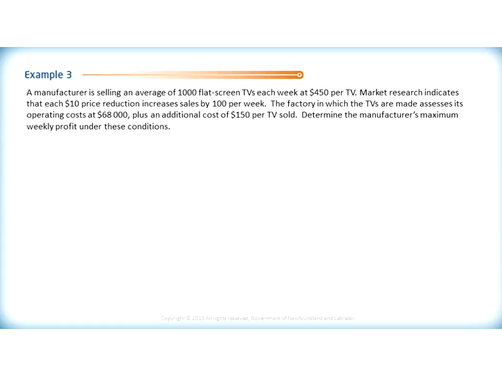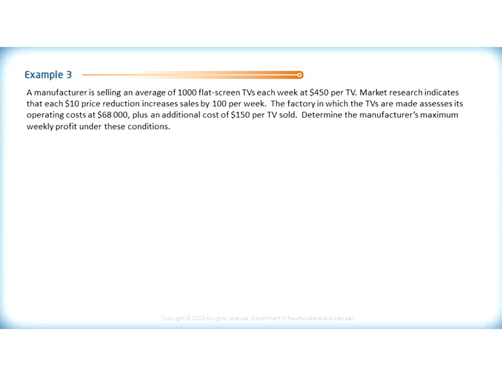The factory in which the TVs are made assesses its operating cost at $68,000 plus an additional cost of $150 per TV sold. And all this happens in a week. That's a lot of money in a week. Determine the manufacturer's maximum weekly profit under these conditions. Okay, so I guess we're going to be consultants for a TV manufacturer here. Let's see what we can tell them.